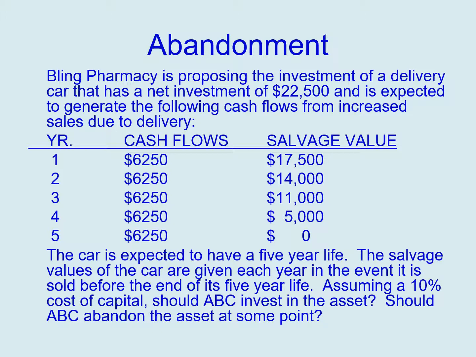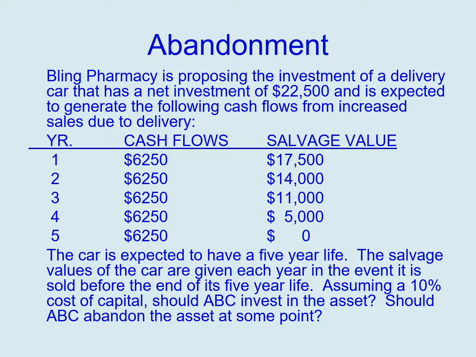All right, so my makeup problem is, Bling Pharmacy is proposing the investment of a delivery car that has a net investment of $22,500 and is expected to generate the following cash flows from increased sales due to delivery. Okay, so they're expecting to get increased pharmaceutical sales because they're delivering. That's where their cash flows are coming in.